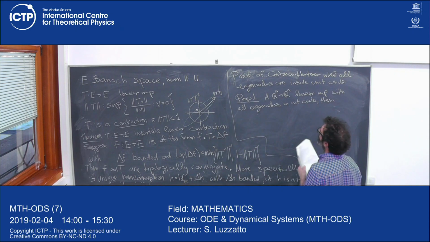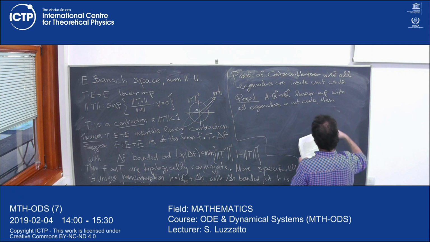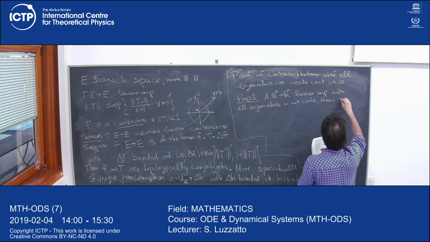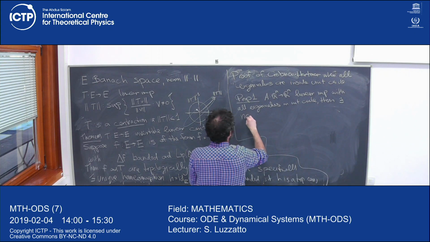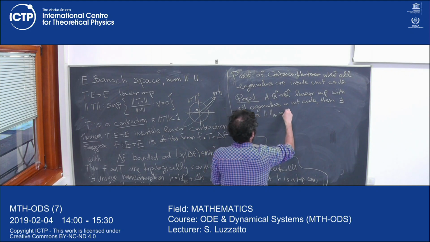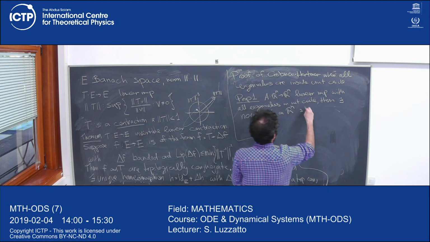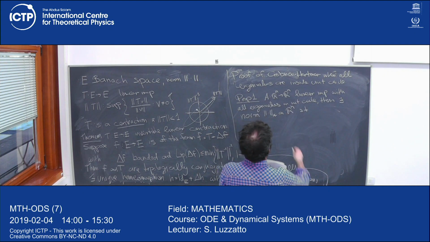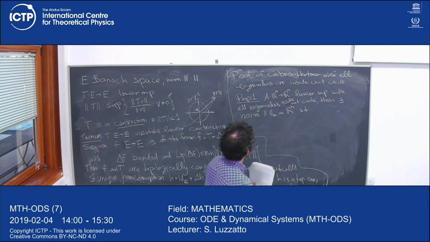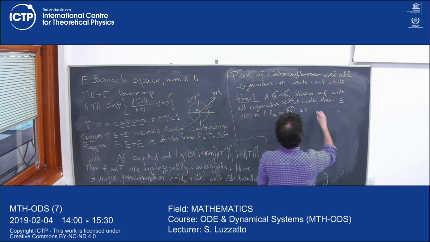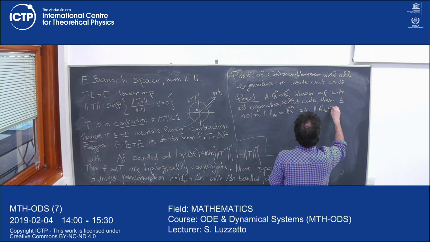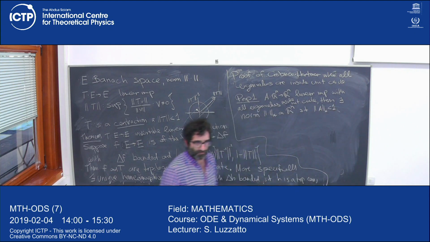then there exists a norm on R^n such that in this norm, this map is a contraction.